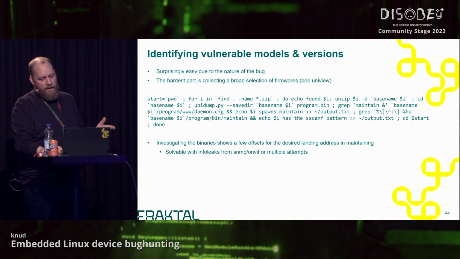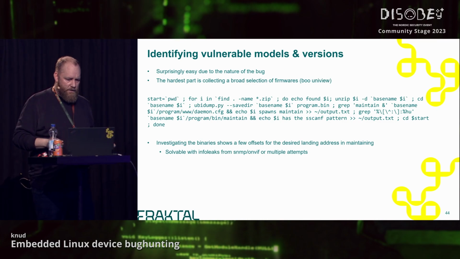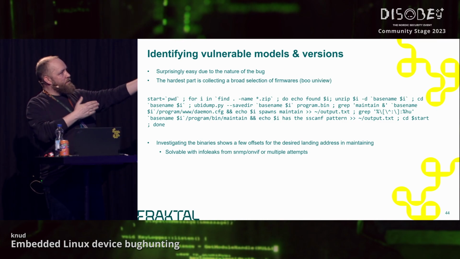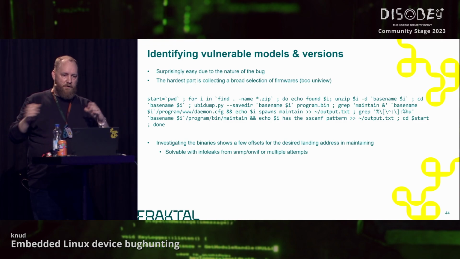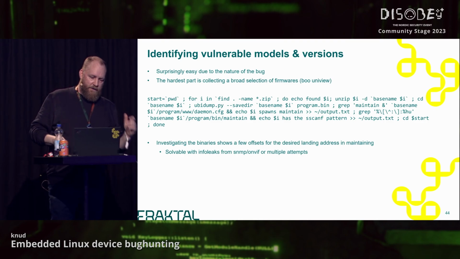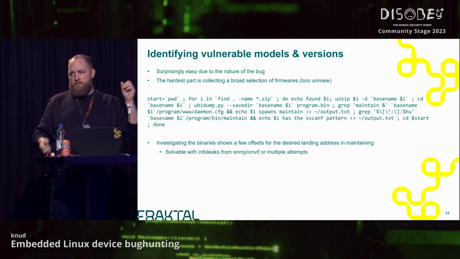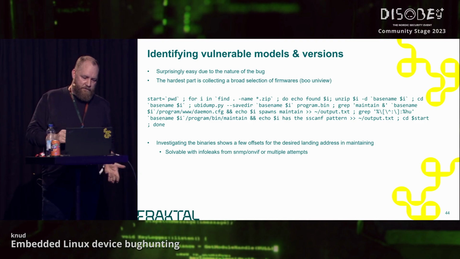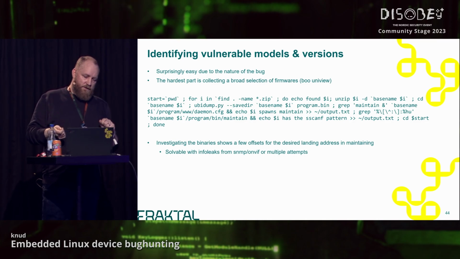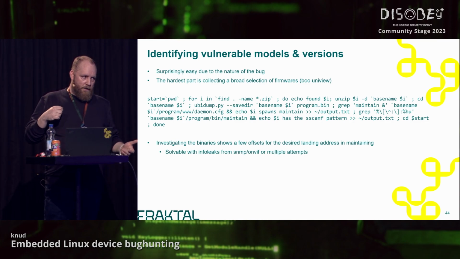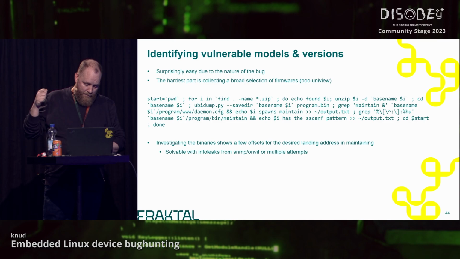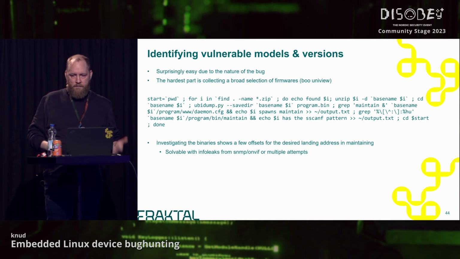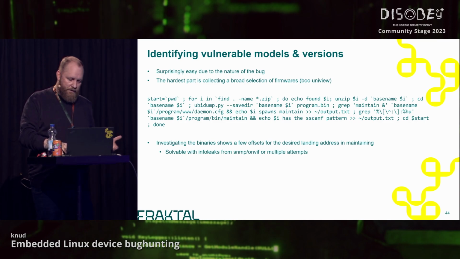So, looking at how many shells you could pop with this, download all the firmwares, do some monstrosity like this, where you just unzip everything, binwalk everything, grep for the byte patterns, and then you can make a list of vulnerable camera models and software releases, right? And then when you look at these, there's a few offsets for the desired landing address, but try a few times because the daemon auto restarts, so it doesn't really matter.